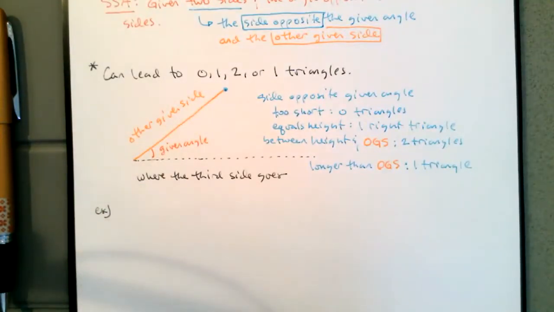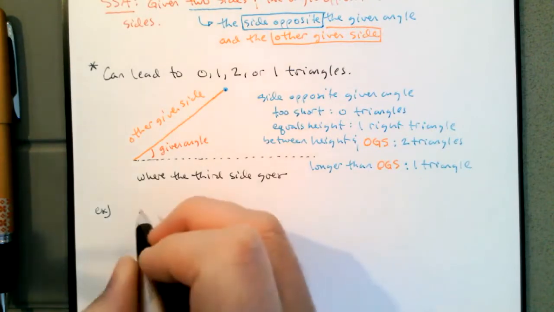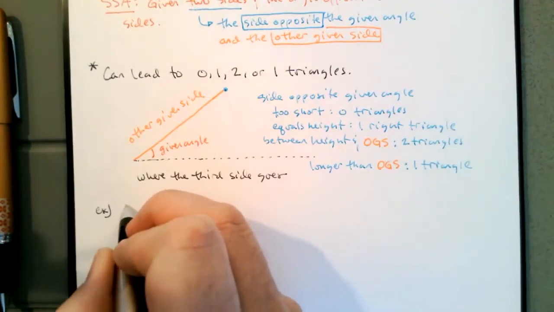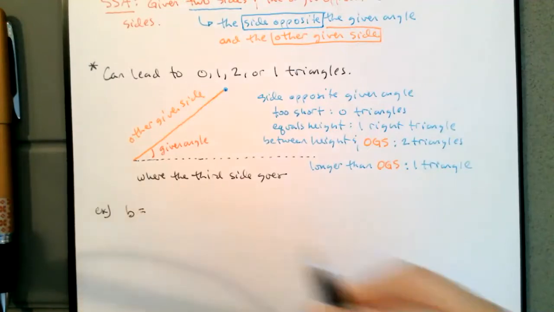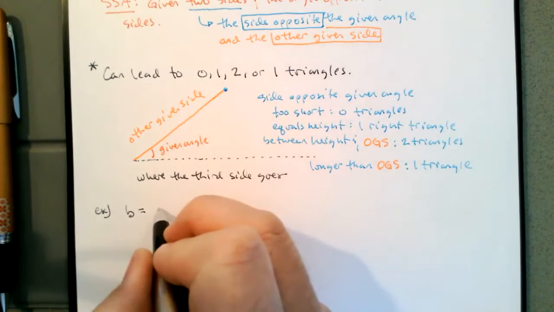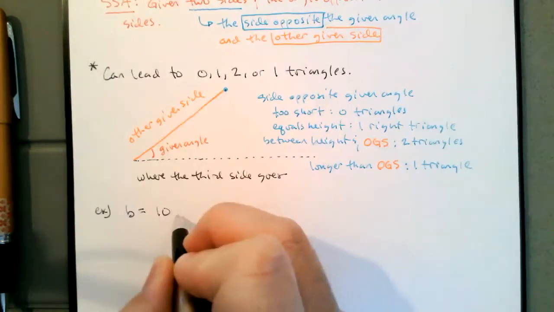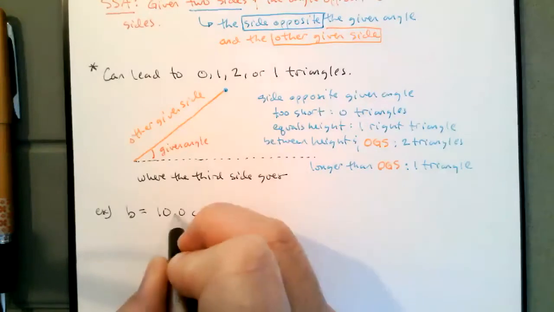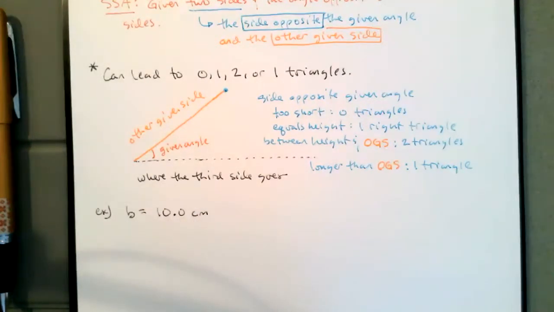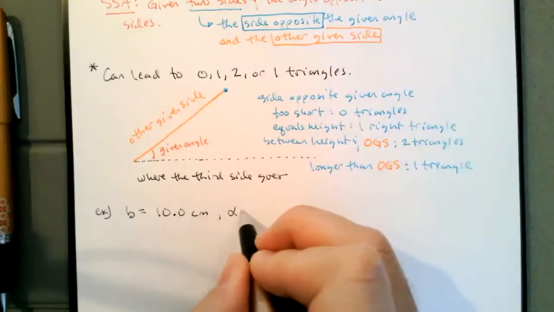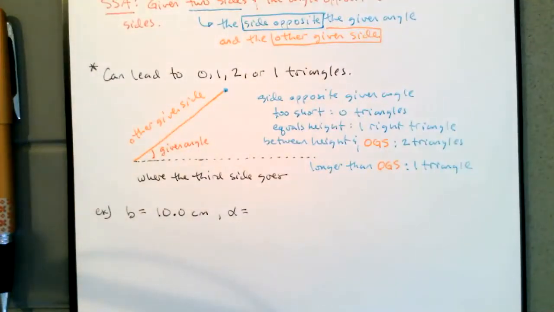So I'm going to say the given angle, I'm going to call that, let's see, I'm going to say side B is equal to 10 centimeters. I'm going to put centimeters on to emphasize that B is a length. And I'm going to need an angle. I'm going to call it alpha. Let's say the given alpha is, I think I need 2 decimal places, let's go 36.87.